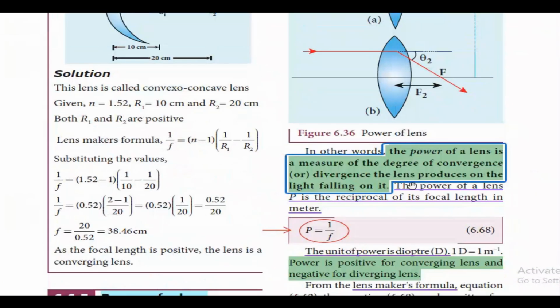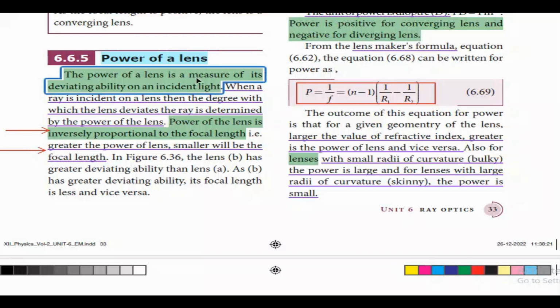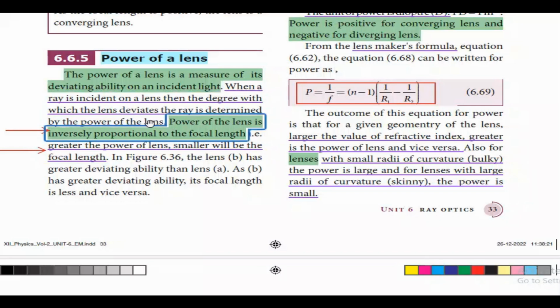Then we will study the power of a lens. What is the power of a lens? That is the measure of its deviating ability on an incident light. So when a ray is incident on a lens, the degree to which the lens deviates the ray is determined by the power of the lens.